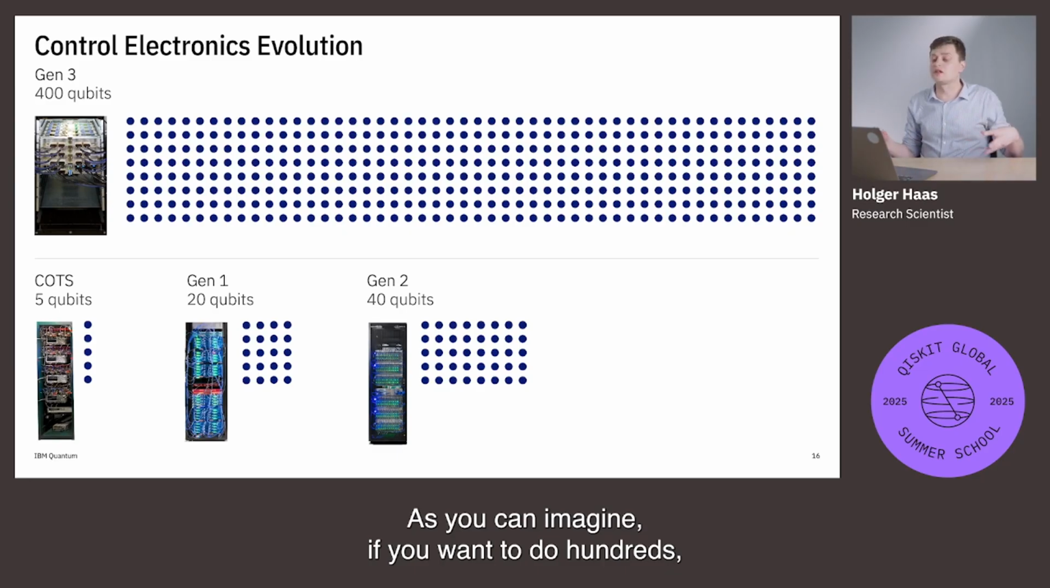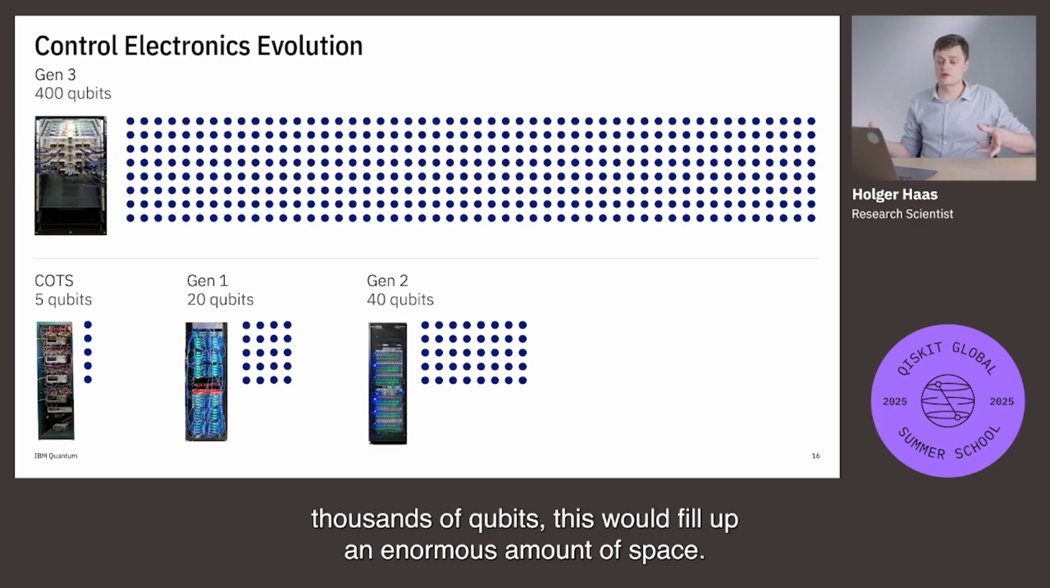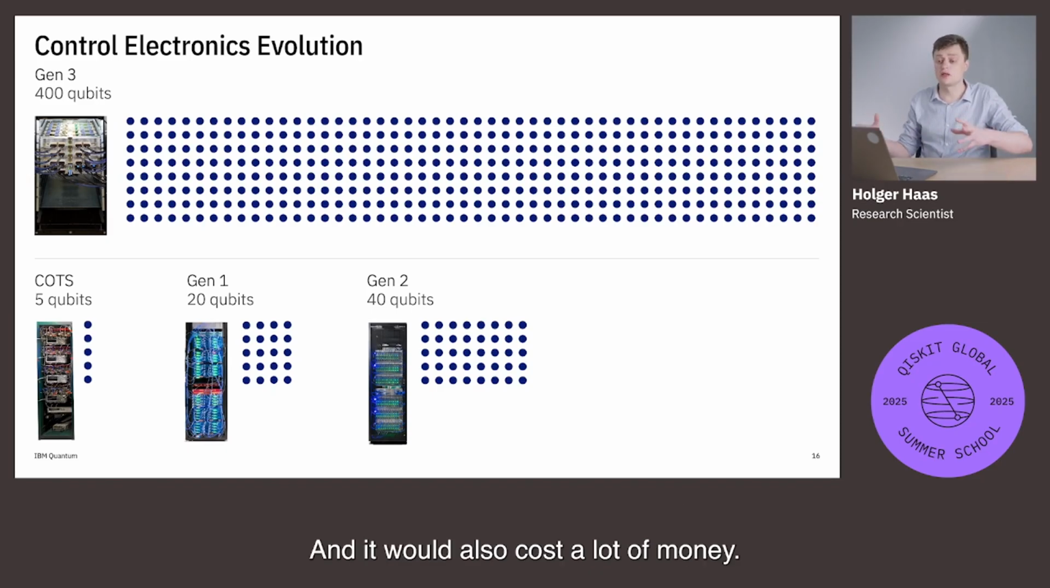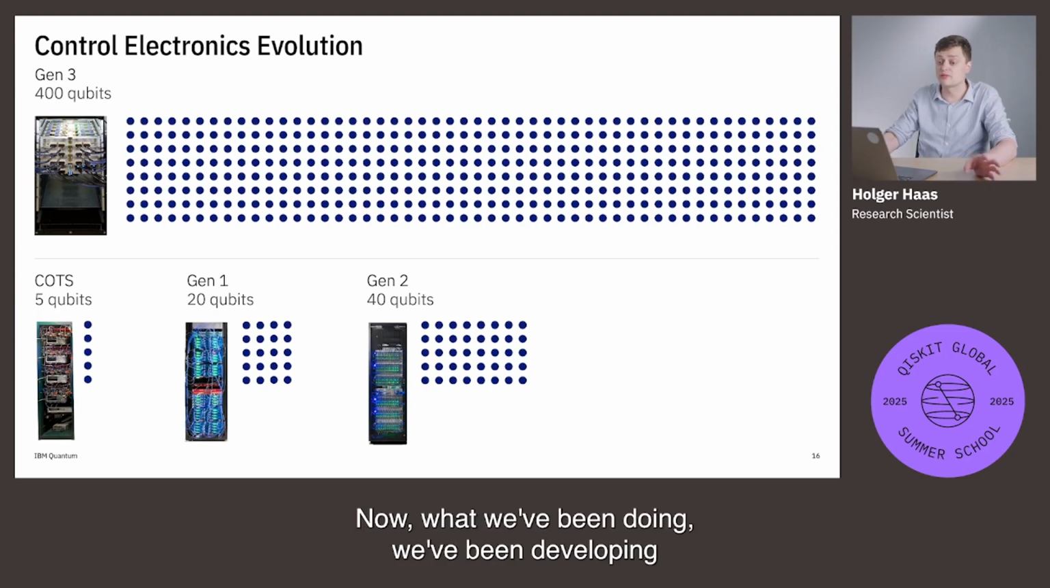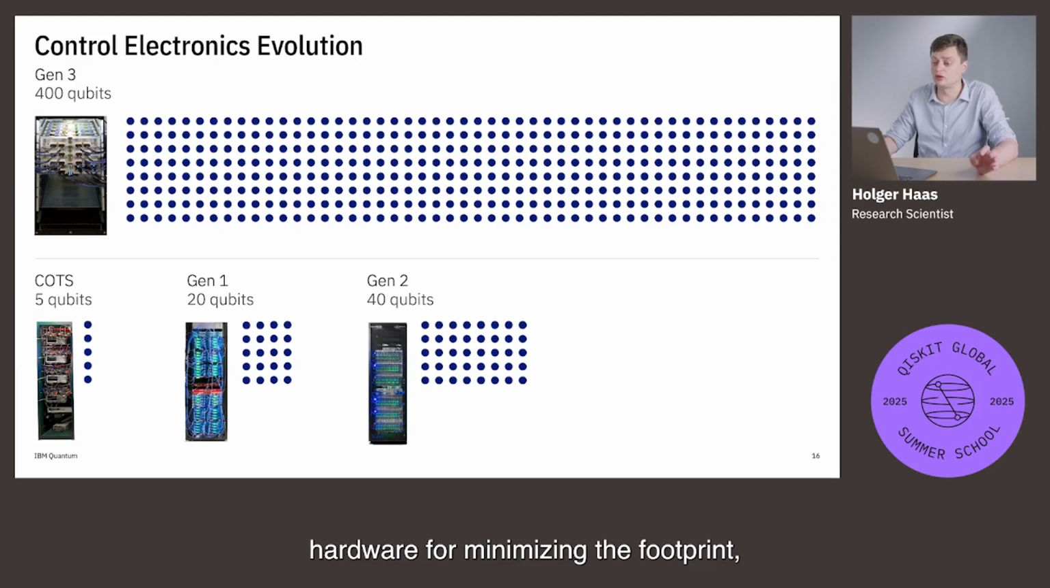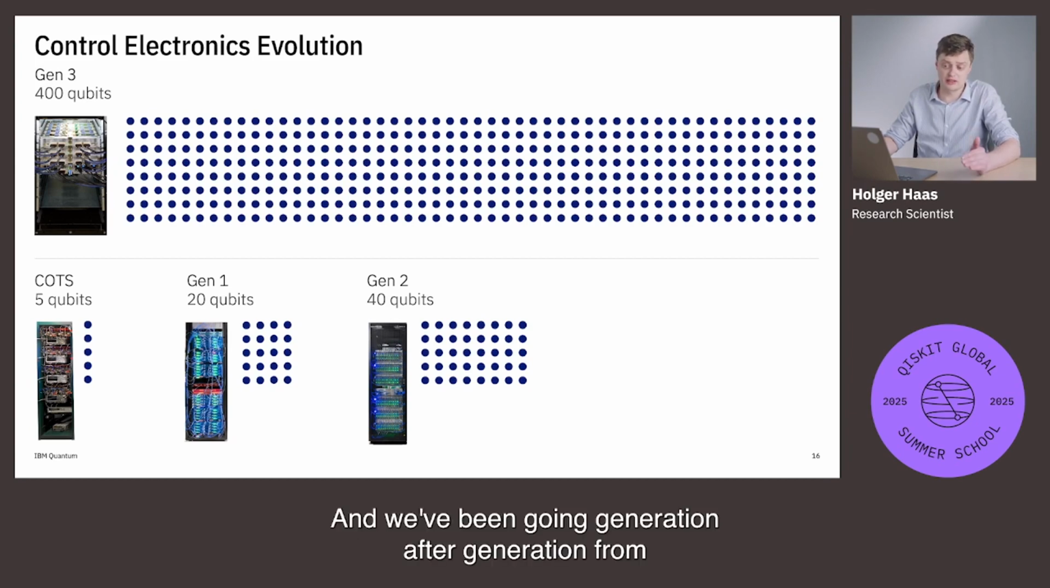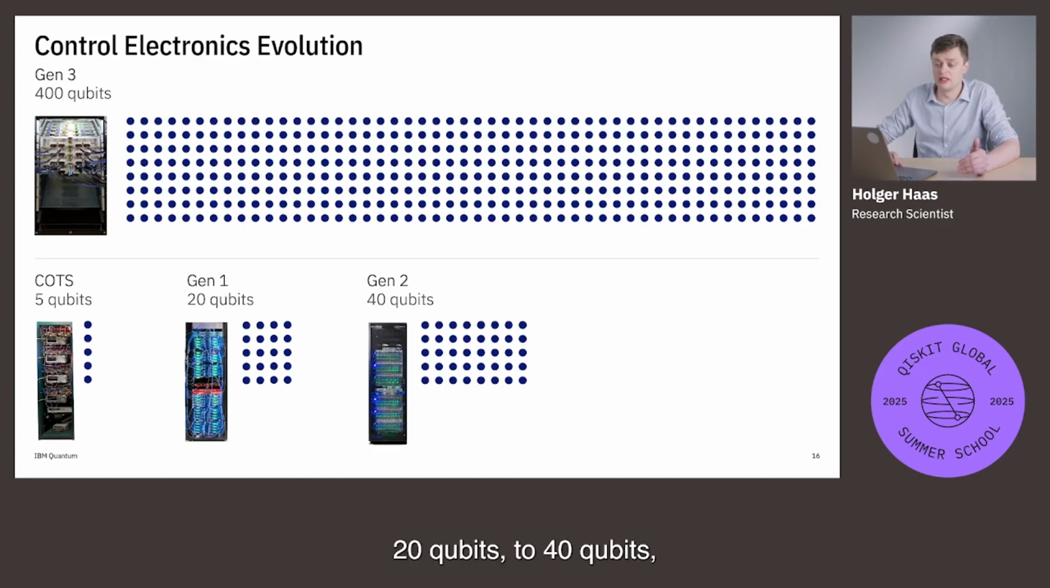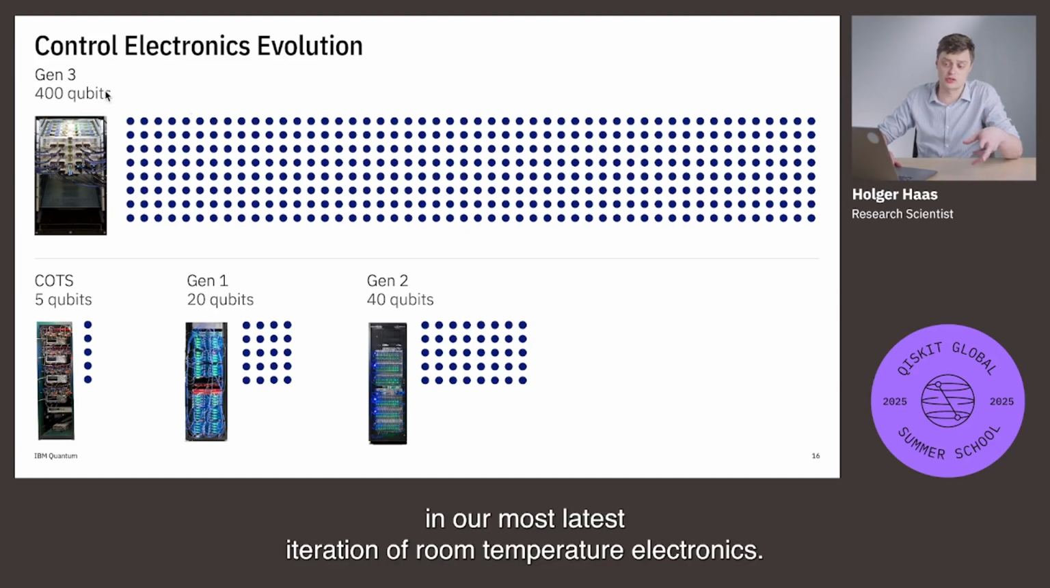As you can imagine, if you want to do hundreds, thousands of qubits, this would fill up an enormous amount of space, and it would also cost a lot of money. Now, what we've been doing is developing hardware for minimizing the footprint as well as the cost of the control electronics. We've been going generation after generation from 20 qubits to 40 qubits to 400 qubits in a single rack in our latest iteration of room temperature electronics.